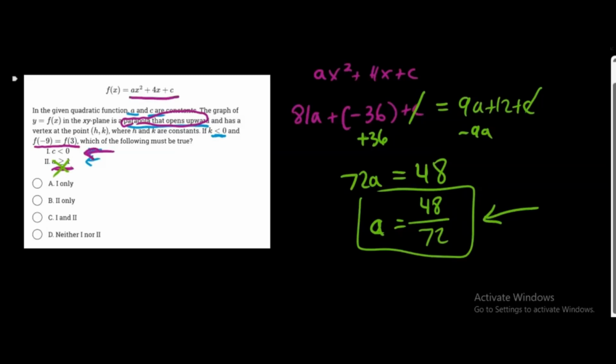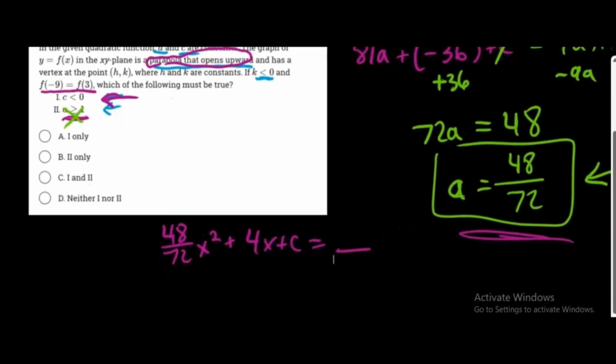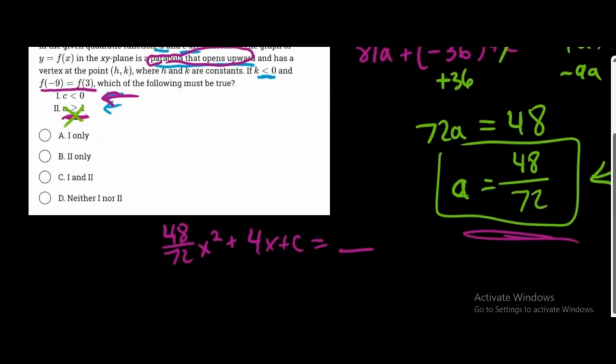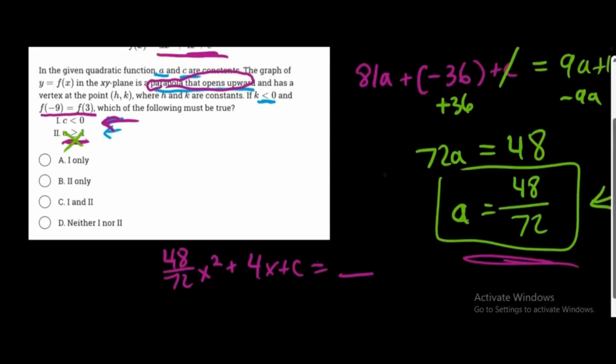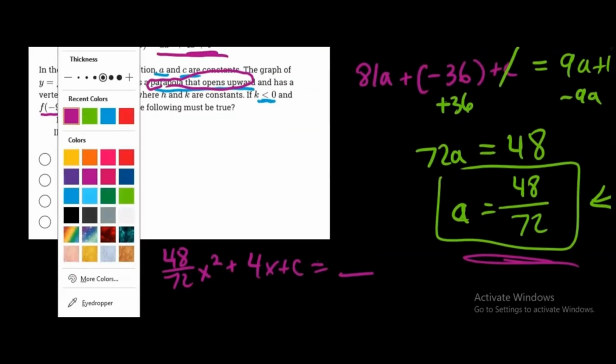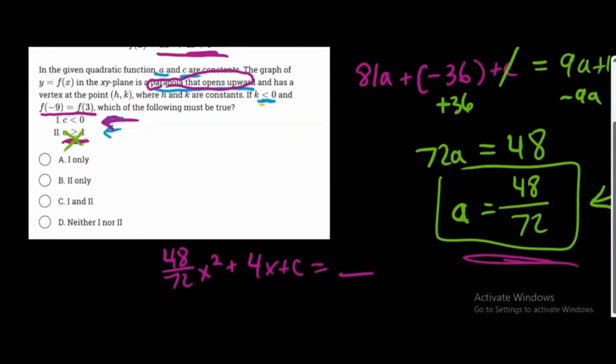Well, we already have the standard equation here, and we know the A value, so let's just write out what we know. So we have 48 over 72, x squared plus 4x plus c equals something. So the problem here is we have too many missing variables, right? We need a value to plug in for x, except we don't know c, so we can't find whatever the outcome is, the y value. But what we do know is that they've given us this information. K has to be a negative.